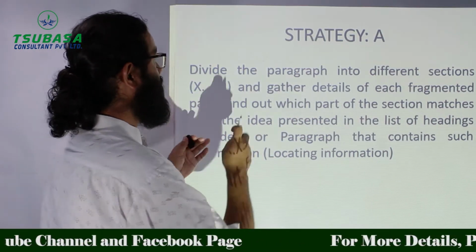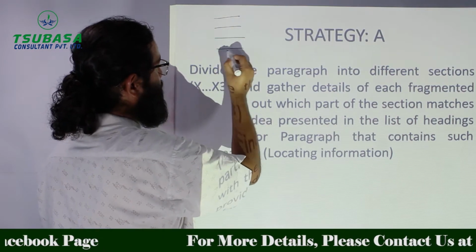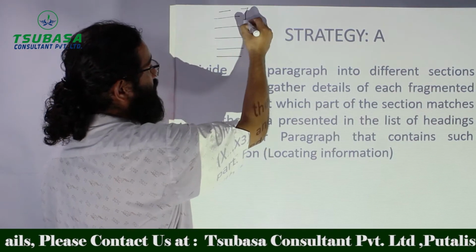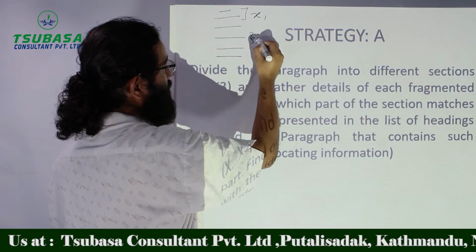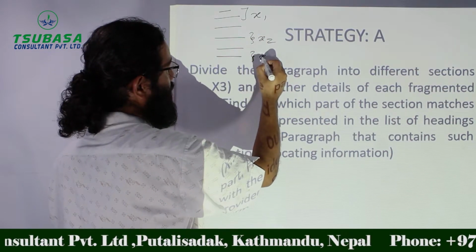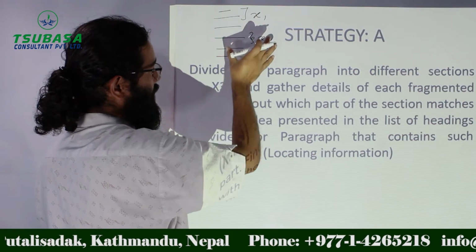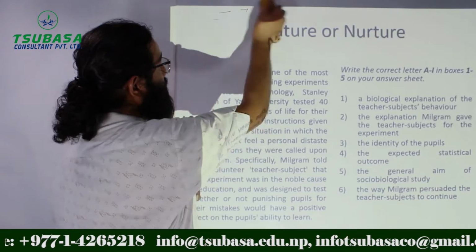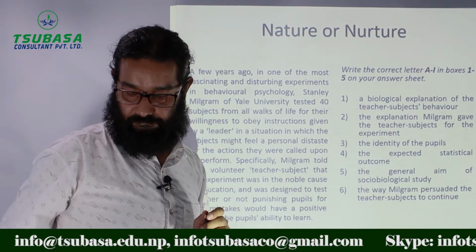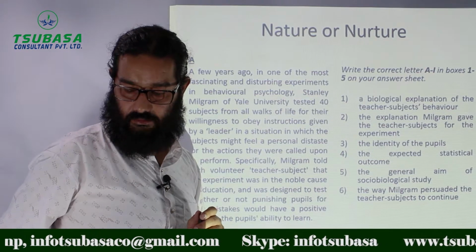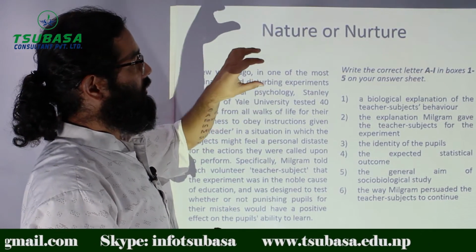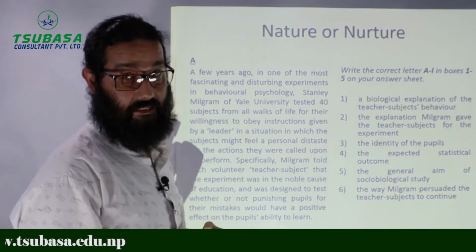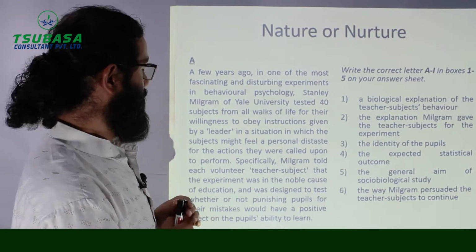Now, for example, if you're using this, suppose if this is a paragraph, what this strategy is trying to tell you is maybe this is x1, this is x2, and this is x3. So it's trying to say categorize this way. Now let's apply this strategy. Now see, also when you read the passage, find the title. The title should be able to give you a good idea about what the passage is about. Now let's see this first.